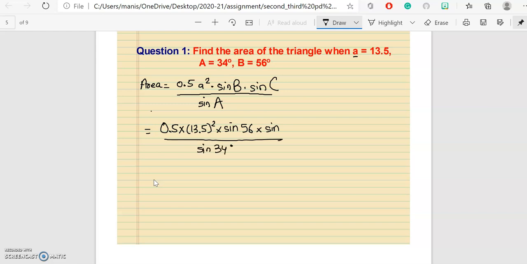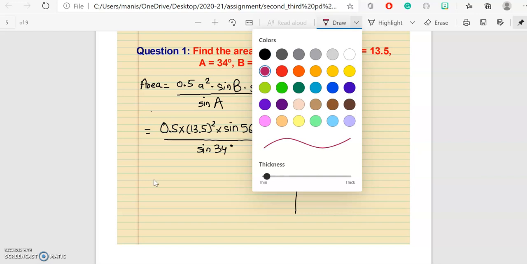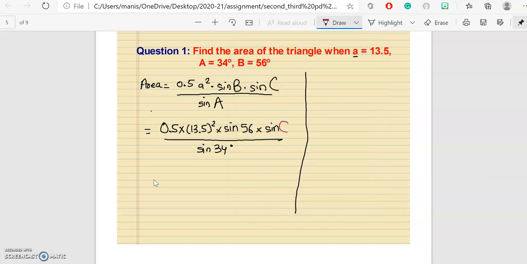Sine of a is what? 34 degrees. Now you remember on the previous slide I told you they will be giving you two angles, not the third one. You can find the third one by using our angle sum property of a triangle. A plus b plus c is 180 degrees. Now what is the value of a? This is an angle 34. I'll write 34 over here, plus b is 56, and this is your c is equal to 180 degrees.